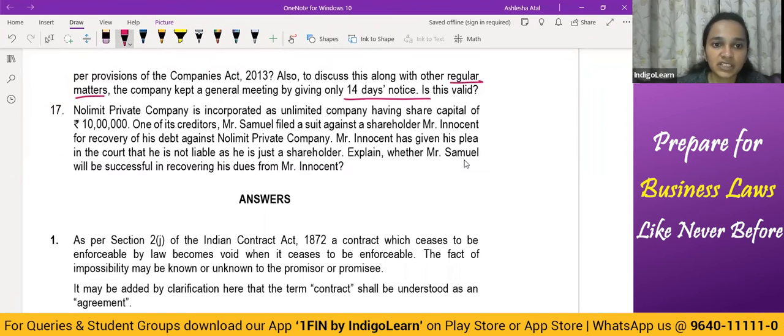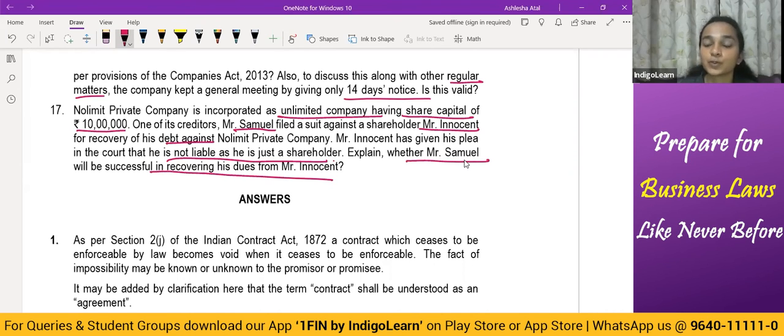A private company is incorporated as an unlimited company having share capital of rupees 10 lakhs. So it is an unlimited company. Unlimited company means a company where the liability of shareholders is unlimited. One of its creditors, Mr. Samuel, filed a suit against the shareholder, Mr. Innocent, for recovery of his debts against the company. Mr. Innocent has given a plea in the court that he is not liable as he is just a shareholder. Explain whether Mr. Samuel will be successful in recovering his dues from Mr. Innocent.